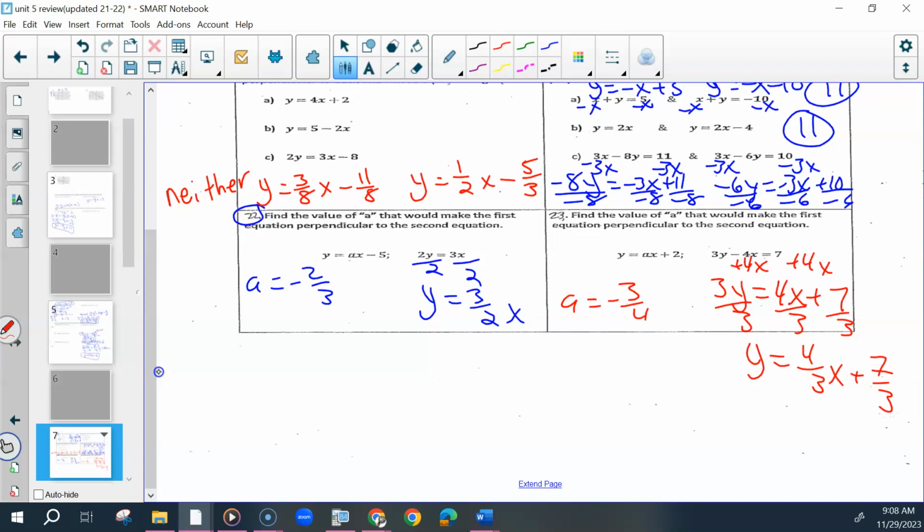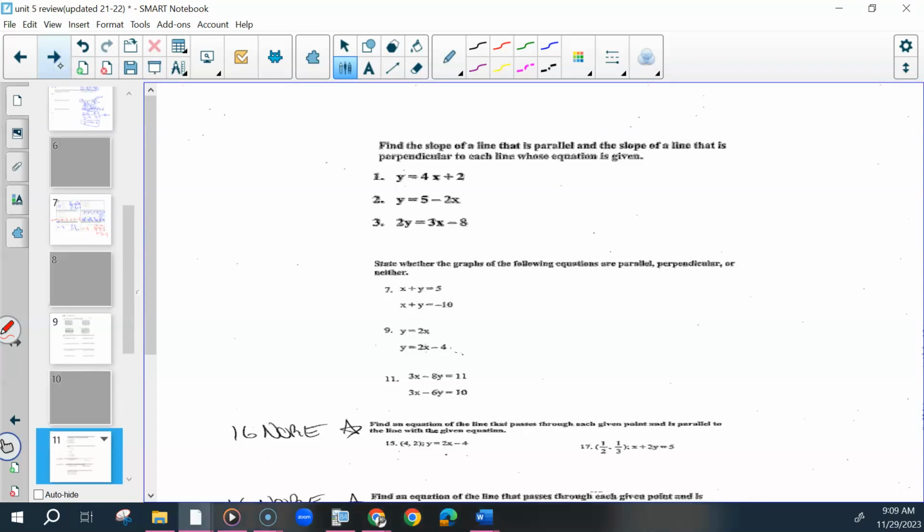The next page has a lot of the same stuff we just did for writing, so we're going to skip that page. This page is very similar to the page we were just on. Number 1, 2, 3 is number 20 from the last page. 7, 9, and 11 is number 21 from the last page. And 23 and 24 are 22 and 23 from that page we were just on. So we could do 1, 2, 3, 15, 17, 19, 20. But we've done the others. Do we have questions on any of those?